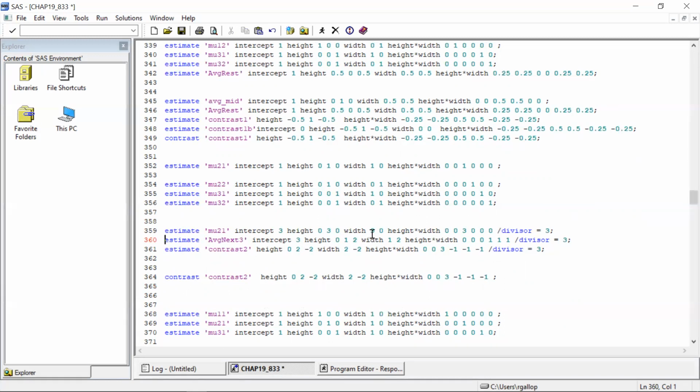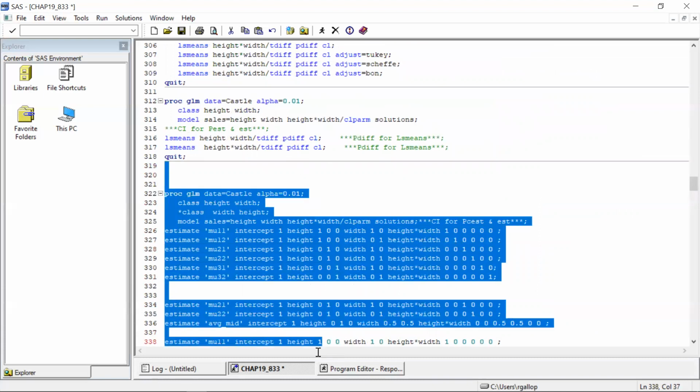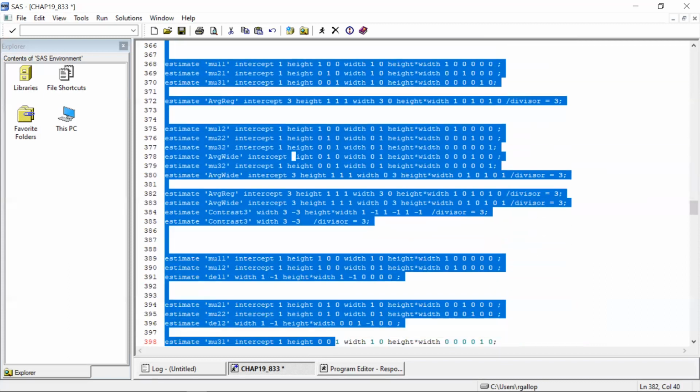Do the same thing with the width. 3 minus 1's 2. 0 minus 2's negative 2. Then the height by width interaction, 0 minus 0, 0 minus 0, 3 minus 0 is that 3, 0 minus 1, 0 minus 1, 0 minus 1. So contrast 2 gave us the respective contrast we needed between, as we said, cell 2, 1.